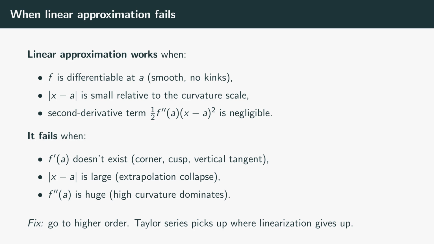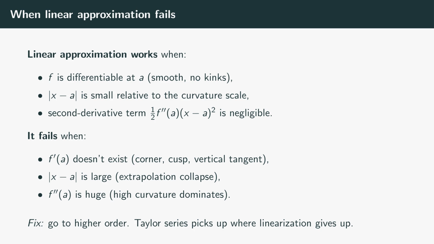It fails in 3 ways. First, if f prime of a doesn't exist: a corner like absolute value at 0, a cusp like x to the 2/3 at 0, a vertical tangent. There's no tangent line, no linearization, end of story. Second, if you push x too far from a, you're extrapolating outside the regime where the line tracks the curve and the error explodes. Third, if f double prime is huge, meaning the curve bends sharply at a, the second derivative correction kicks in immediately even for tiny steps.